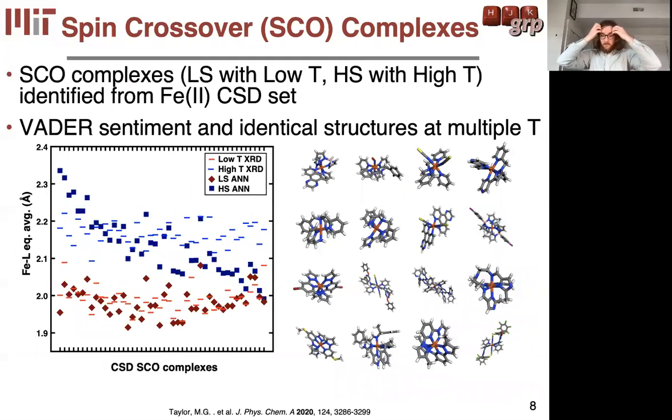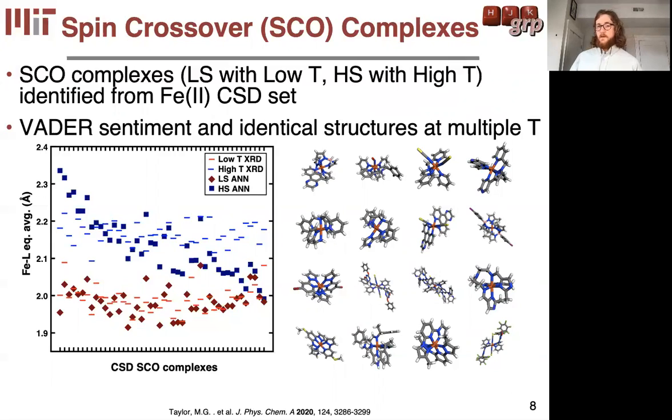So to further extend and curate this set, what we've done is we've found additional experimental data for which we can know the spin state, and these are from spin crossover complexes, or complexes that are low spin with low temperature and high spin with high temperature, identified from the CSD.